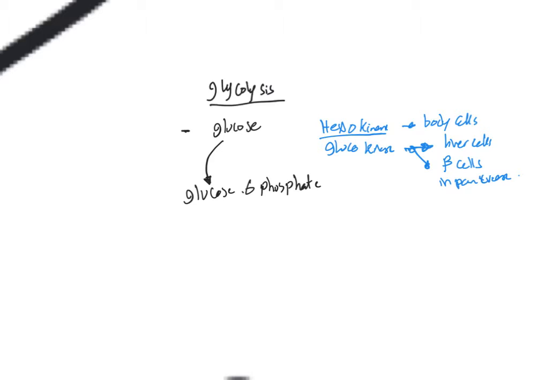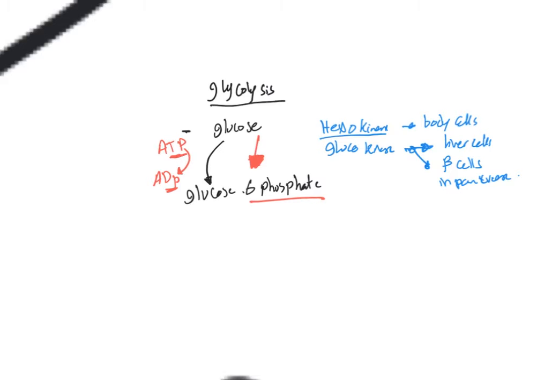In this step, it's irreversible. So whenever this happens, it cannot go back again. It's just in one direction. And it uses ATP and turns it into ADP. As you can see here, there is a triphosphate, and it turned into a diphosphate, meaning that the enzyme used one phosphate to put on the 6th position of glucose.